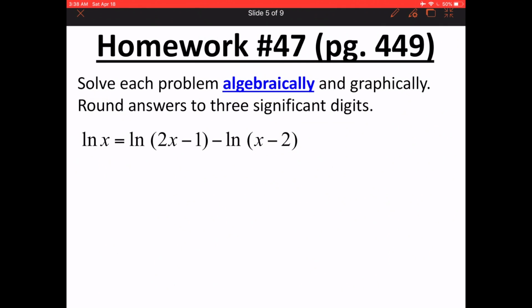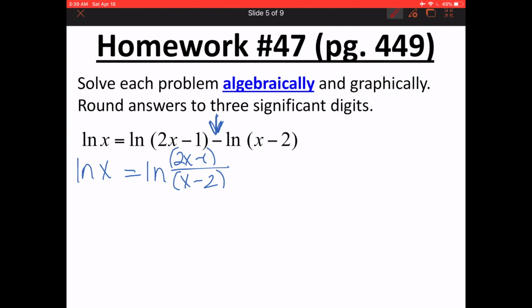All right, let's go to our second example. So here, again, we're going to solve this algebraically. On the left, I'm just going to keep my ln of x. But on the right, since these logs are being subtracted, I'm going to combine them using division. ln of (2x minus 1) divided by (x minus 2).